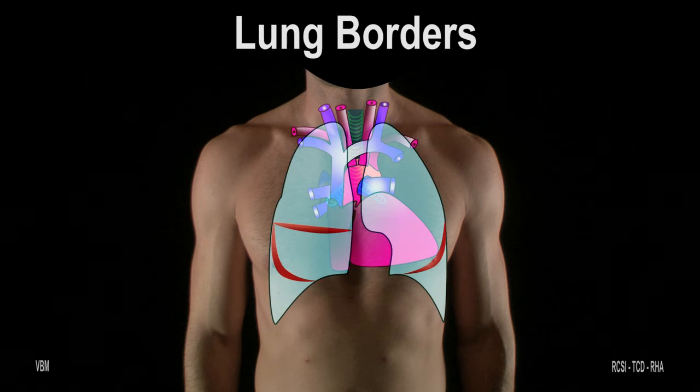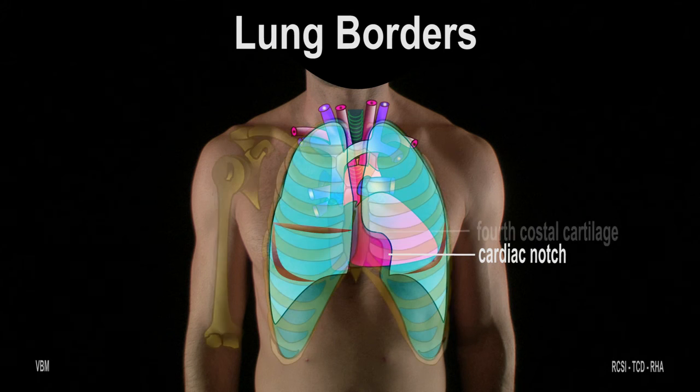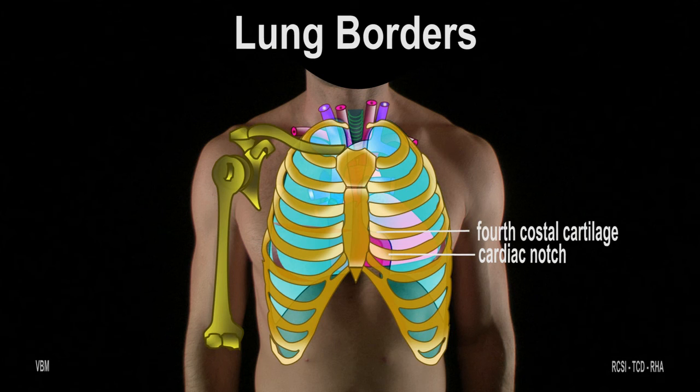The anterior borders of the lung follow the lines of pleural reflection, except that a bite, i.e. the cardiac notch, is taken out of the left lung below the level of the 4th costal cartilage. Cardiac notch.